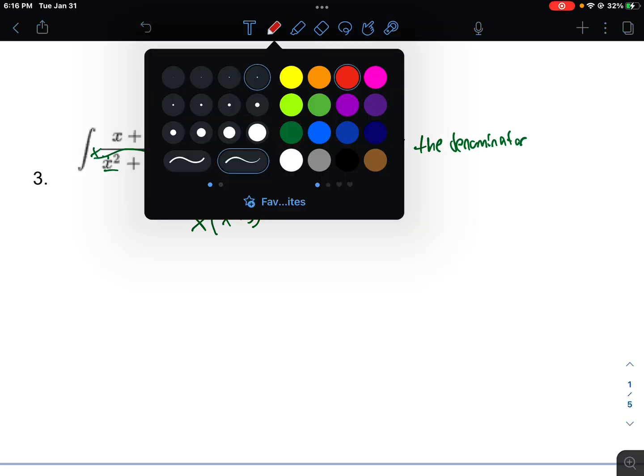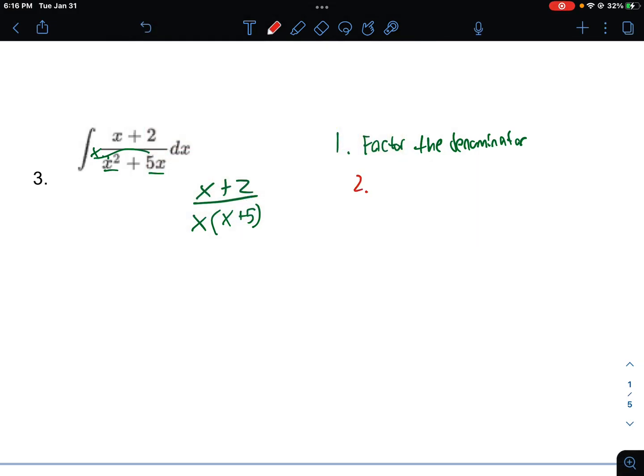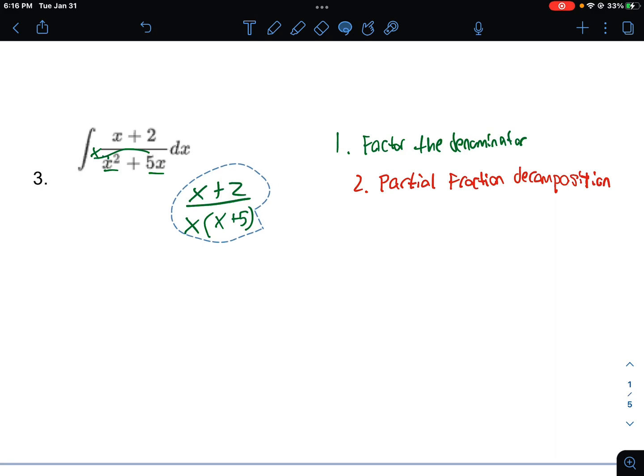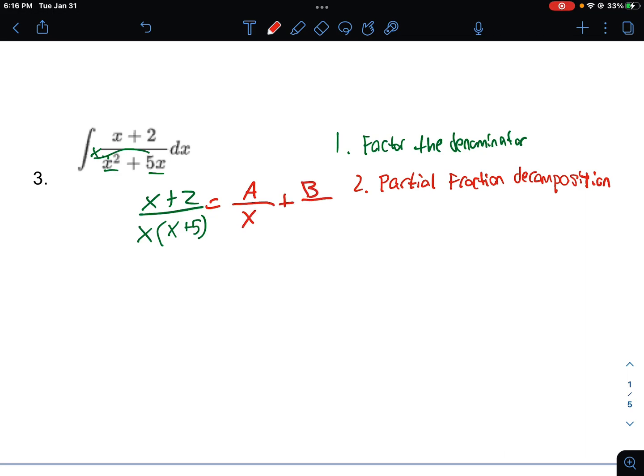The second step of this is we need to go through and actually do the partial fraction decomposition. After we're done with this, we're actually going to integrate after we rewrite this. And we're going to rewrite this as a over x plus b over x plus 5. It doesn't matter which order you go in, but once you find your a and your b, you have to make sure to plug it into the right spot.